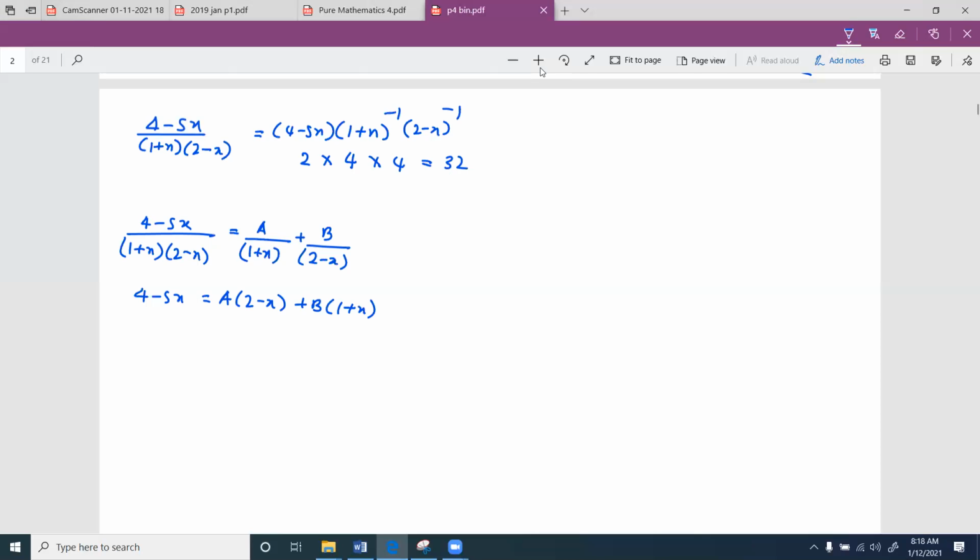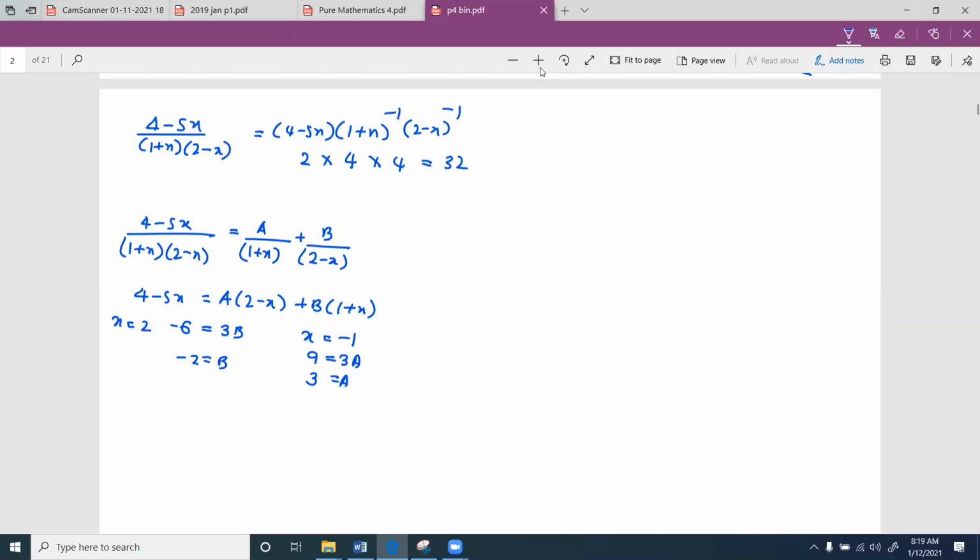With that, if you put x equals 2, this term cancels. 4 minus 10 is minus 6, equals 3B. Therefore B turns out to be minus 2. If you substitute x equals minus 1, this term cancels. So 4 plus 5 is 9, and 9 equals 3A. Then A becomes 3, right? Like that you can get this answer: A equals 3 and B equals minus 2.